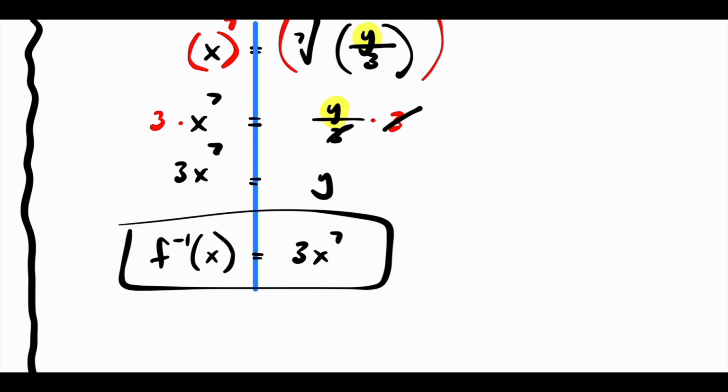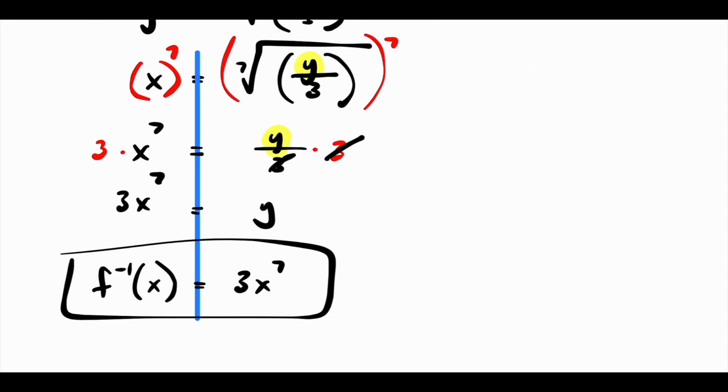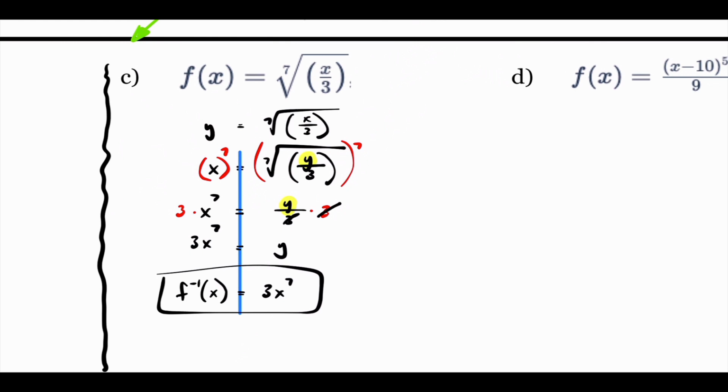The original had a 7 root and division by 3. Our answer has a 7 power and a multiplied by 3. Those are the opposites. Okay. All right. We're going to do one more, and then I'm going to give you one more to do on page 32, and then we'll be done for today.